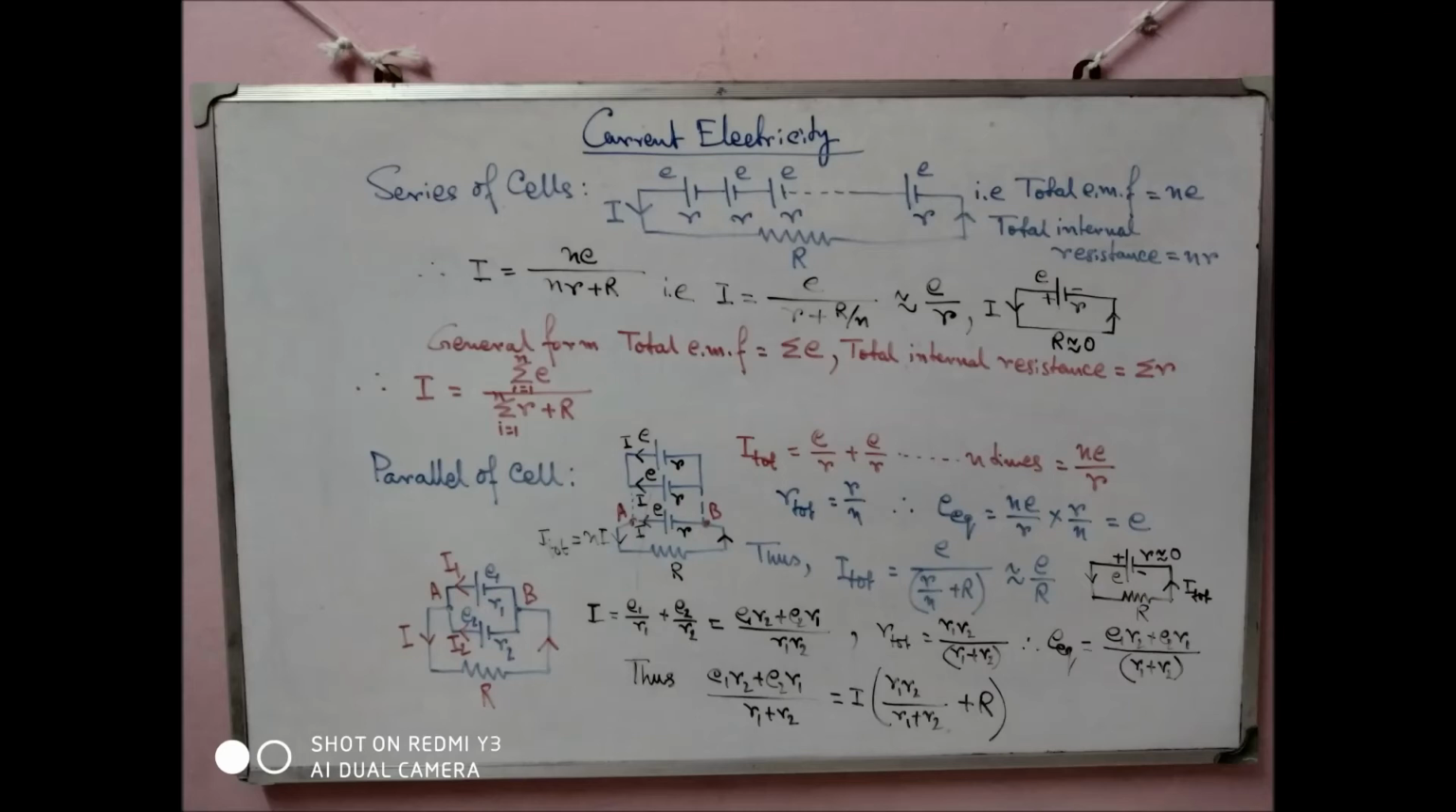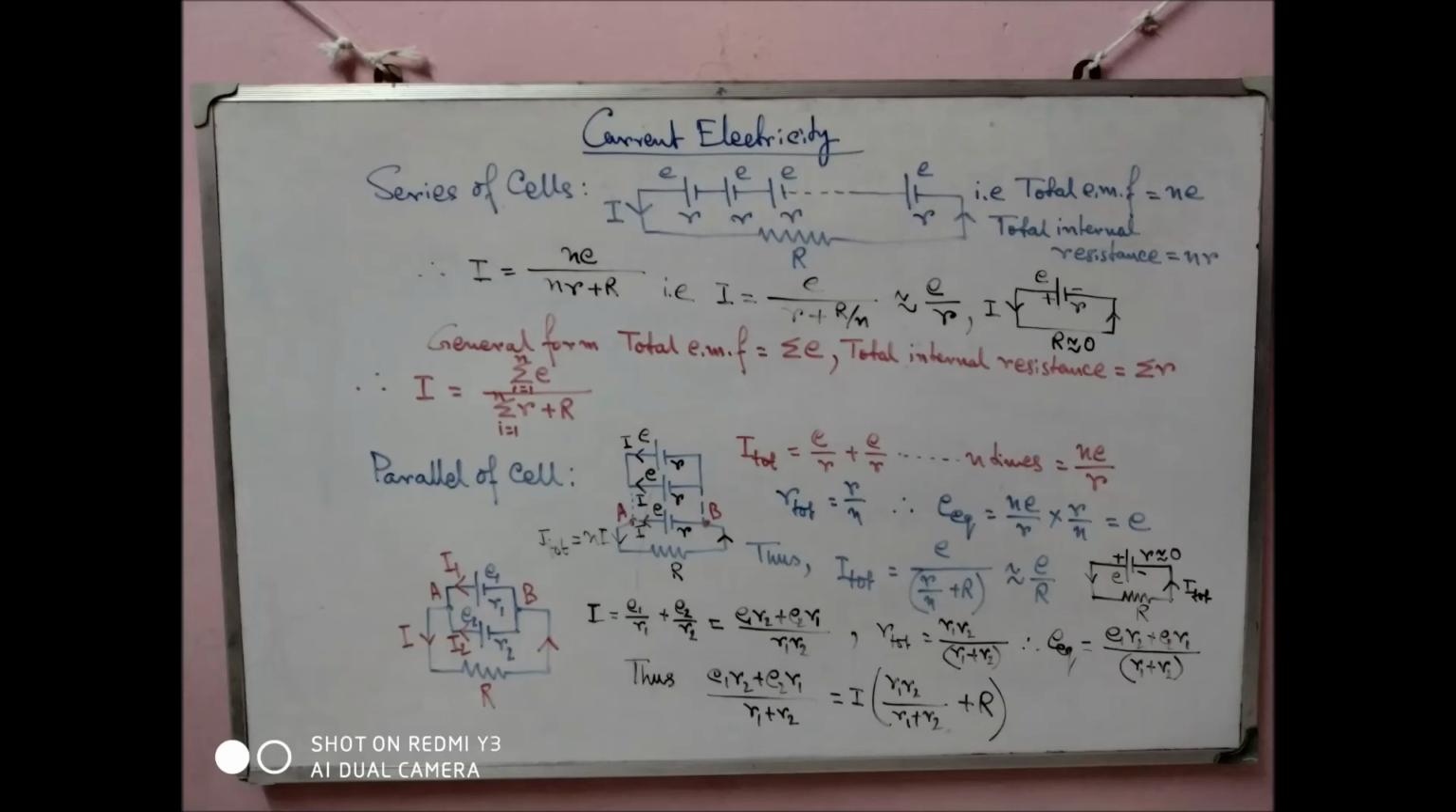Then what is the equivalent EMF? Ohm's law, I into small r total. So we get the equivalent EMF as E1 R2 plus E2 R1 by R1 plus R2. It is a famous formula. So if two cells are there, we can directly use that formula for the equivalent EMF.